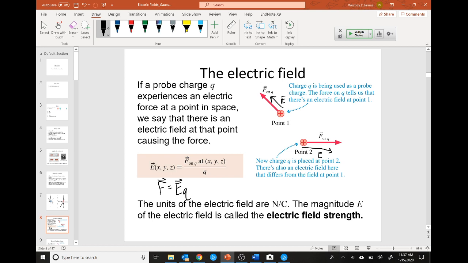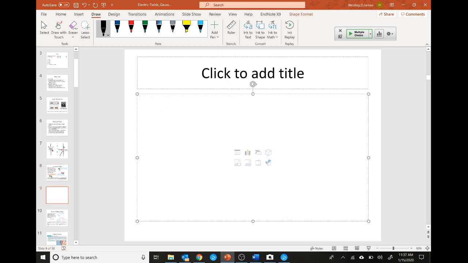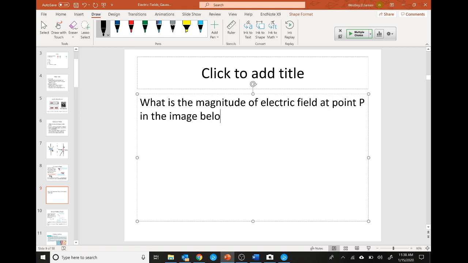Okay, so my quick conceptual question to you all, I'm going to make an extra slide for this. What is the magnitude of the electric field at point P in the image below? And then I'll show you what the image is. So point P, I have a point charge here. It's a positive charge. Point P is dead center of that charge. So point P is exactly where that charge is. This is the only charge in the entire thing. It's one charge. What is the electric field exactly where that charge is?